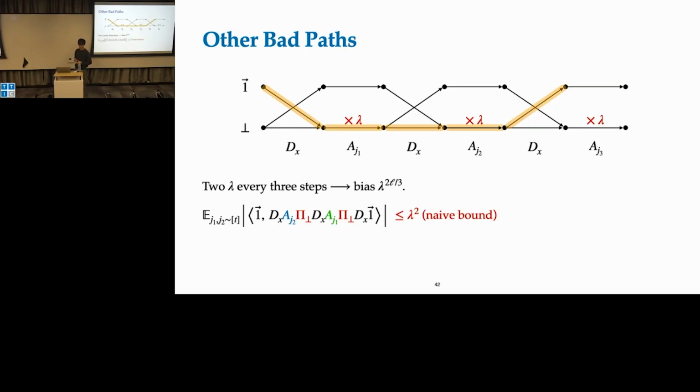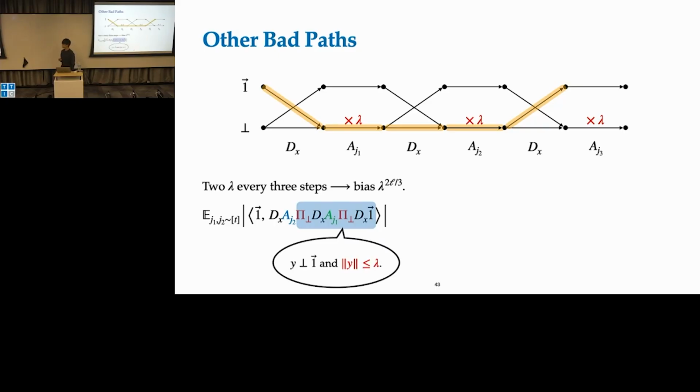Okay, so we want to bound this. Again, the naive bound is lambda squared because we get 2 lambdas here. And we don't like this. We want to beat this. The way we bound this quantity is, first, we just treat this highlighted term here as a vector y. And because of the projection operator in here, y is orthogonal to the all ones vector, and y has norm at most lambda. This lambda here, we're just using the naive bound, that there's an A in here.